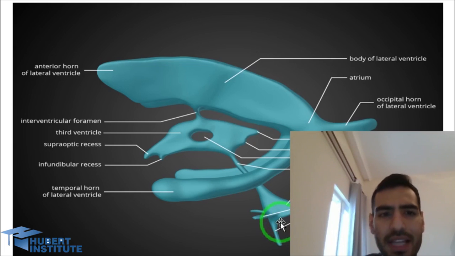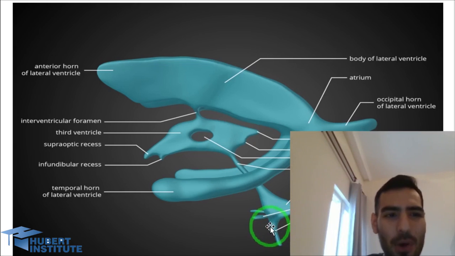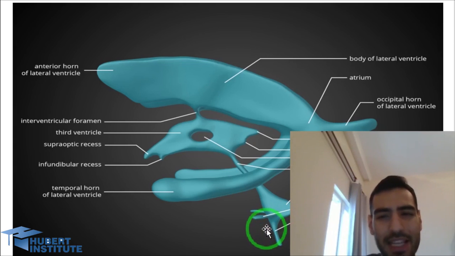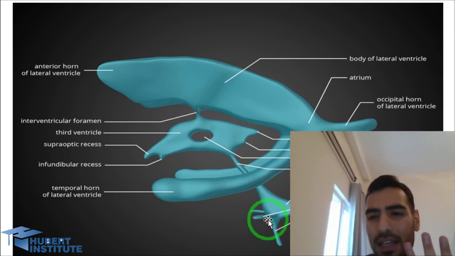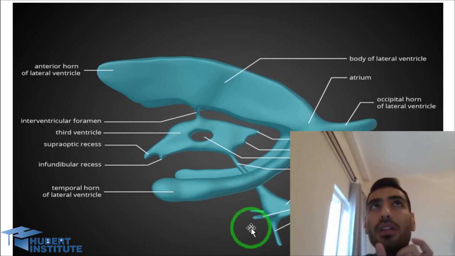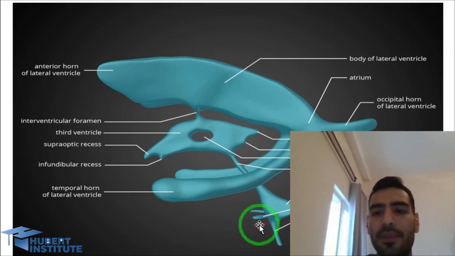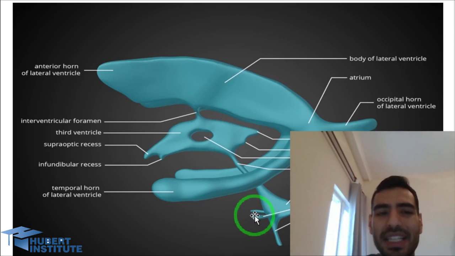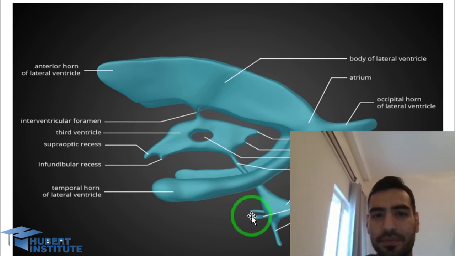The fourth ventricle sends CSF out of the ventricular system and into the subarachnoid space via three foramina. The two lateral foramina are called foramina of Luschka. Remember, lateral Luschka. And the one median foramen is called Magendie. Look here, Magendie, median.